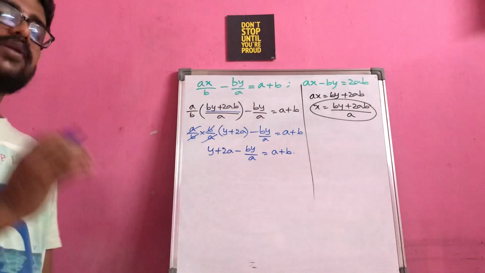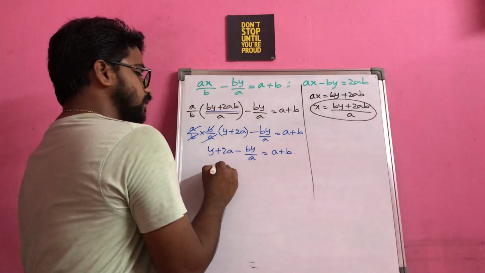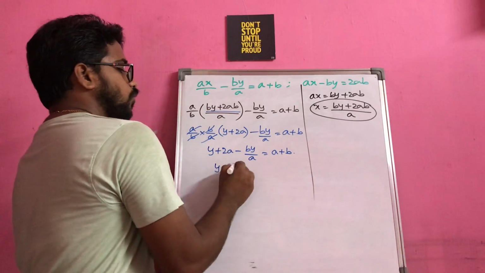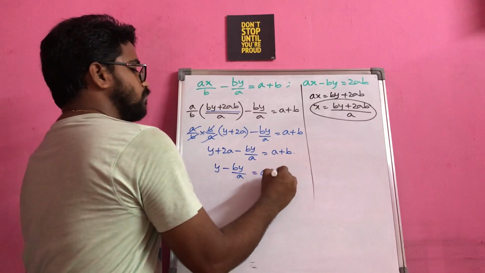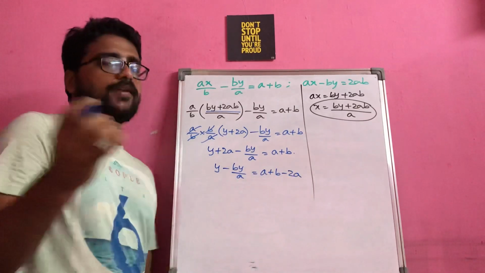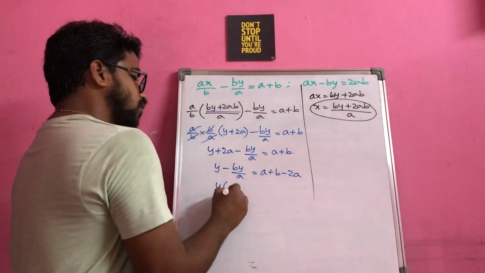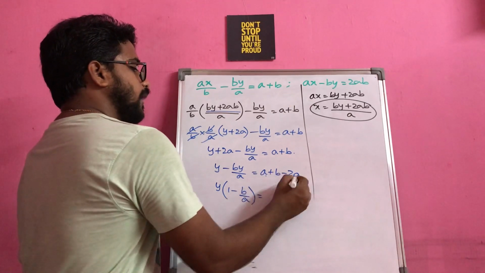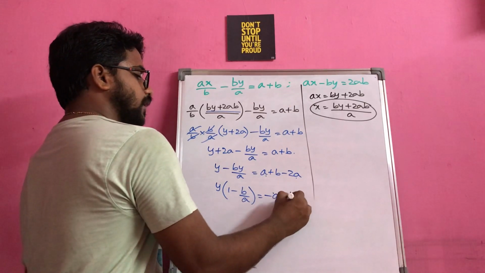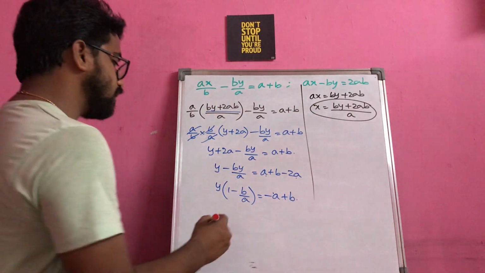Okay. So you need the value of Y, right? So keeping Y terms alone on one side and remaining are sent to the other side. Y minus BY by A is equal to A plus B minus 2A. Be careful when you are doing the calculation part. So I can take Y as a common here and I will be getting 1 minus B by A is equal to A minus 2A is minus A and then plus B. Okay. So simplified further by taking LCM and all.